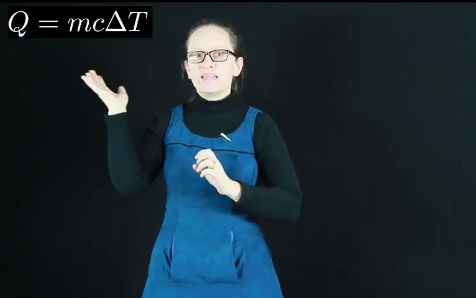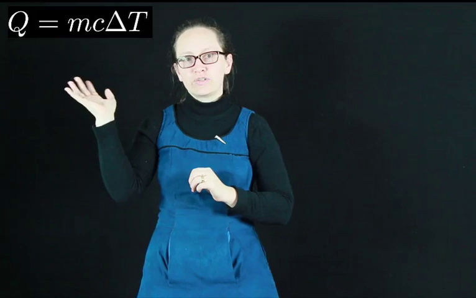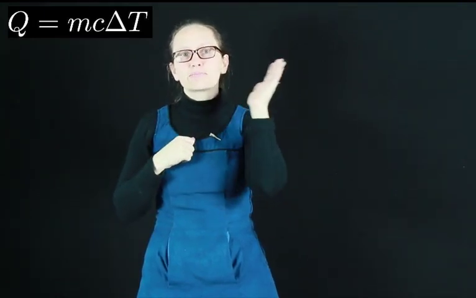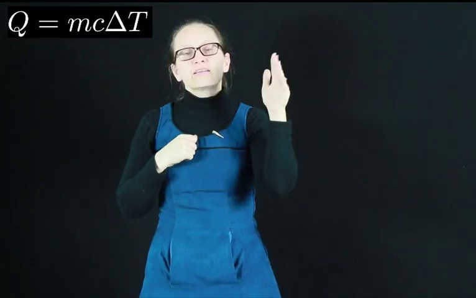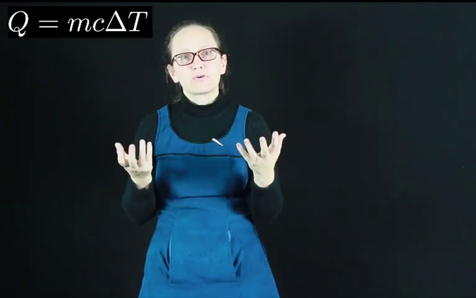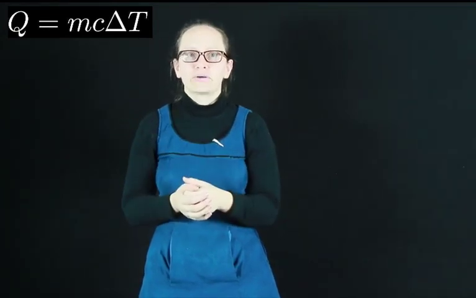Okay, so let's consider the equation relating specific heat to change in temperature. The heat, which is the energy added to the object, is equal to the mass of the object times the specific heat of the object times the change in temperature of the object. So let's have a look at a couple of examples of how we could use this equation.